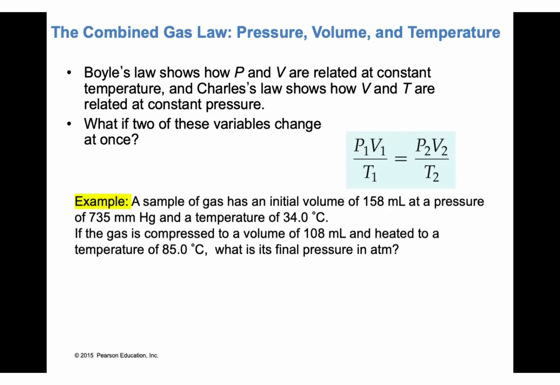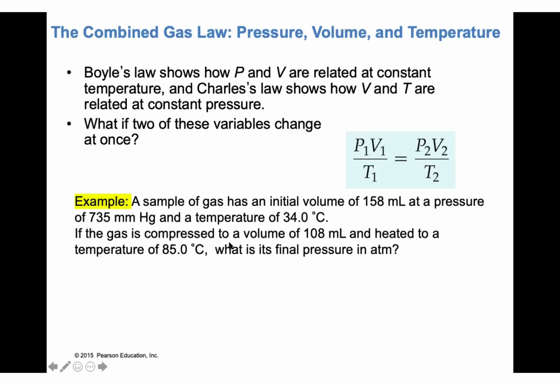So let's do the question here. A sample of gas has an initial volume of 158. So sometimes in the questions, they actually tell you the initial volume. When they give you that, it's really easy. You know they gave you P1 or V1 or T1 here. So we already have P1, V1, and T1 here, because it says initial volume of this at this pressure and at this temperature.